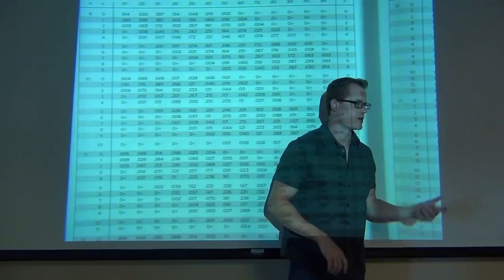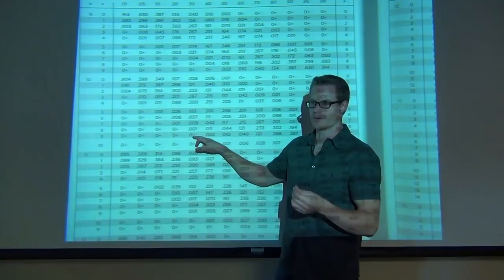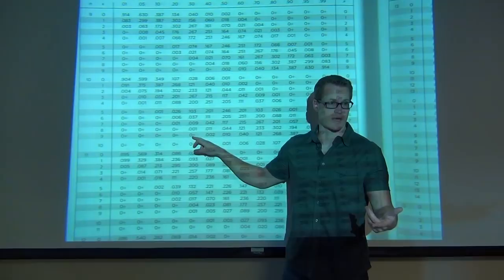Also, one little piece of information, the 0 plus. Just use 0 for that. 0 plus means less than 1,000th. So 0.000 something. That's what that means. You would be able to find that on a calculator. This won't let you do that. So you have to use 0 for that.